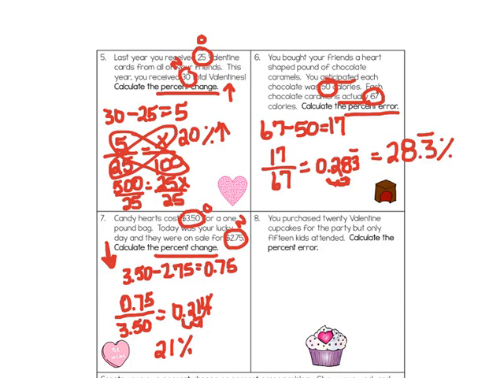Okay, last question. You purchased 20 Valentine cupcakes for a party, but only 15 kids attended. Calculate the percent error, okay? So this question, 20 is the estimated, okay? And 15 is the actual, because that's the ones that actually attended, okay? So we're going to say 20 minus 15 is equal to 5. Okay, that's your difference. Now take your difference over the actual, and that's 15.